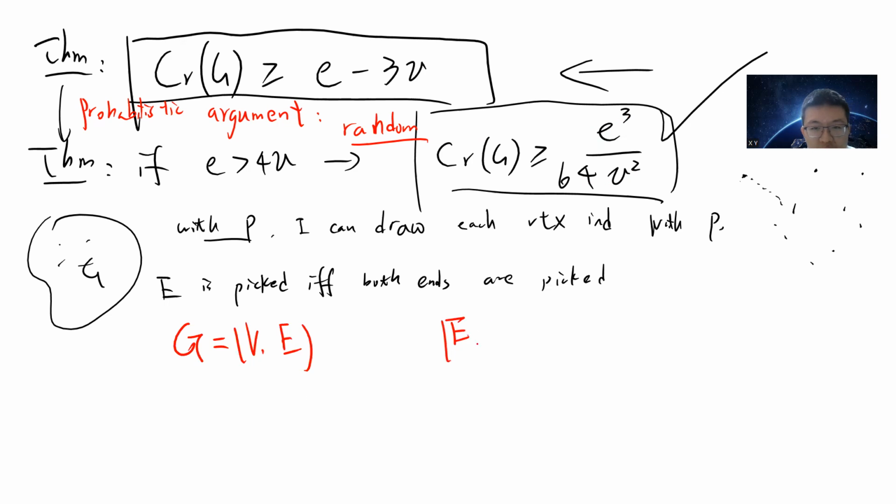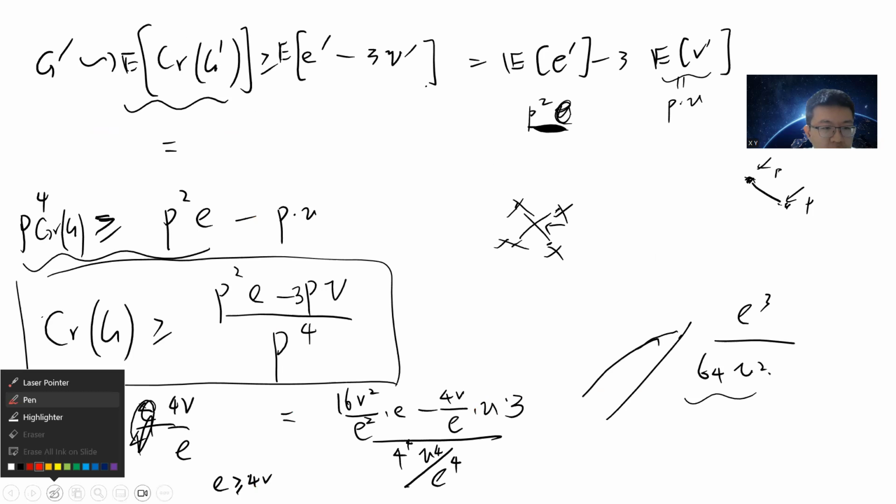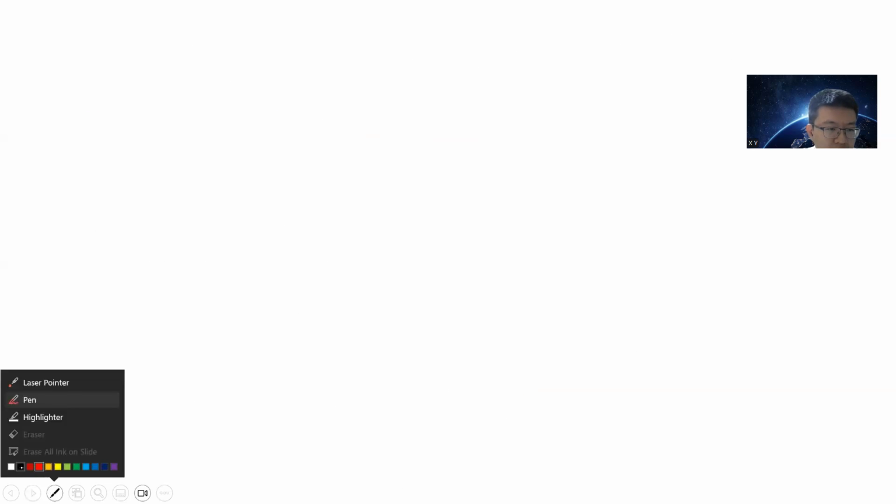Lowercase e is the number of edges, and lowercase v is the number of vertices. So the crossing number is greater or equal to e cubed divided by 64 v squared if the number of edges is greater or equal to 4 times the number of vertices. Using this powerful tool, we can prove another famous result.